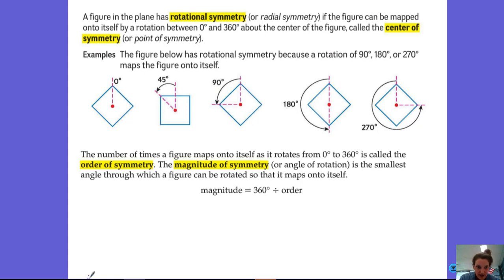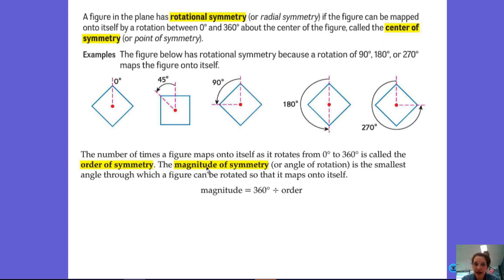I could essentially slide this. That's really janky, but I could slide this onto that, and so the original and the rotation of 90 degrees are the same. So the multiples of 90 degrees will also work. So 180 and 270 are all the same as the original. So this is an example of rotational symmetry, because this square maps onto itself with a 90-degree rotation, a 180-degree rotation, and a 270-degree rotation.